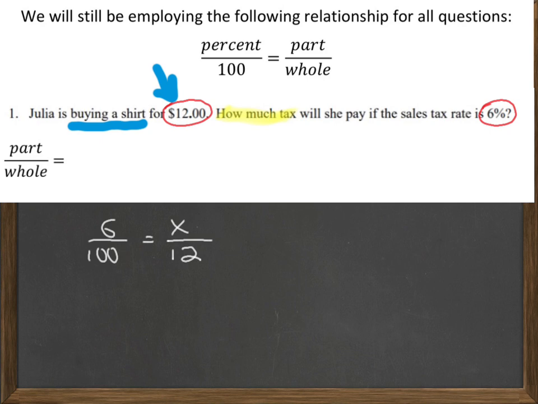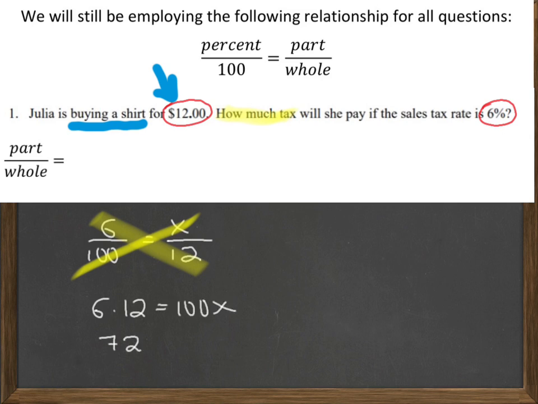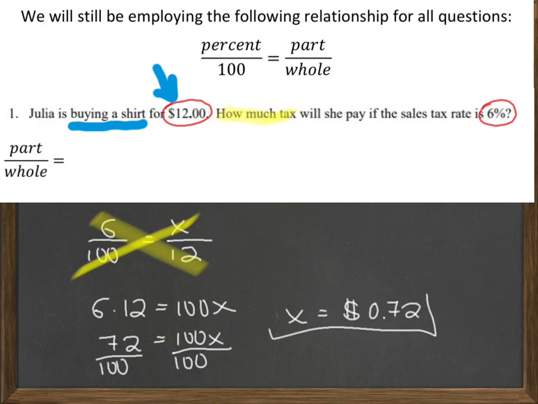So now, just as we did in the previous video, we can just cross multiply and solve. So we're going to have 6 times 12 equals 100x. So we have 72 is equal to 100x. Divide both sides by 100, and we find out that she has to pay 72 cents in tax on a $12 shirt.